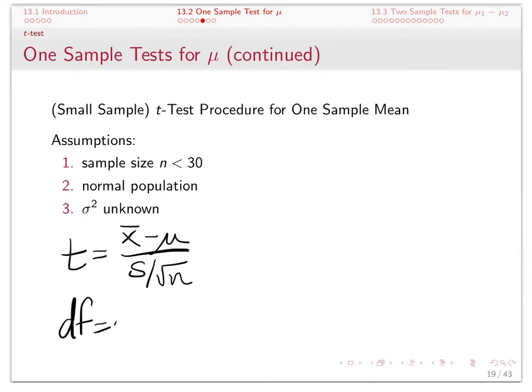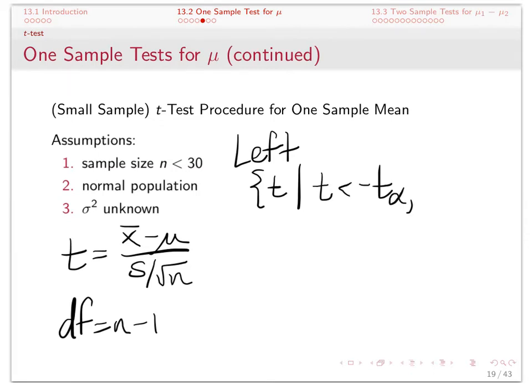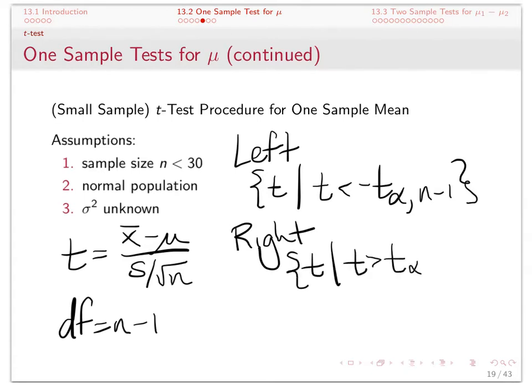So remember, our number of degrees of freedom is equal to n minus 1 when our sample size is equal to n when we're working with a t-score for this random variable. And our rejection regions for the left-tailed test will be the set of values for t where t is less than the negative t alpha score with n minus 1 degrees of freedom. Likewise, for the right-tailed test, the rejection region will be the set of t values where t is greater than t alpha with n minus 1 degrees of freedom.